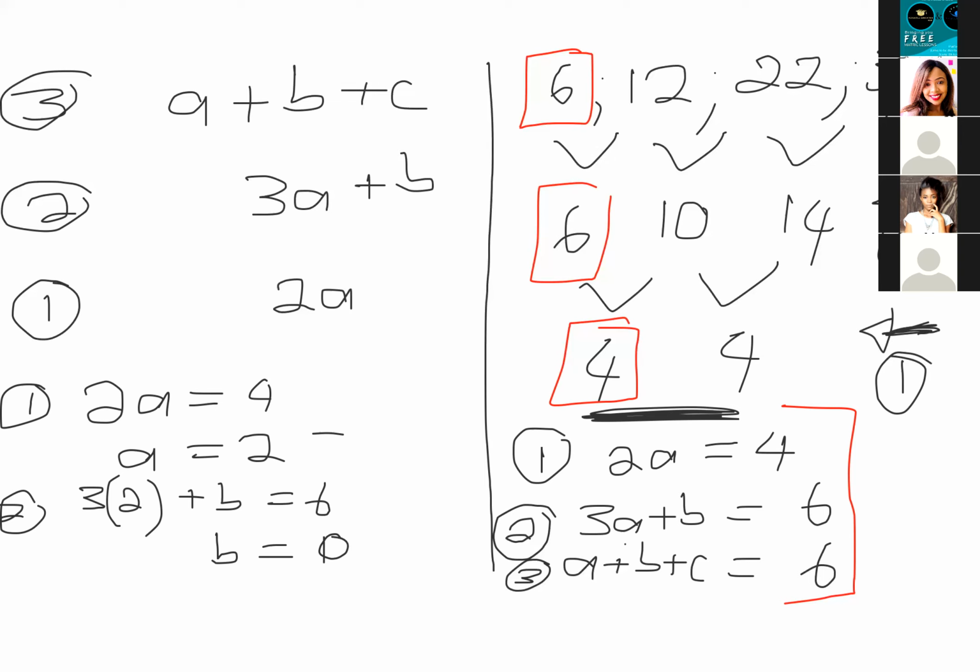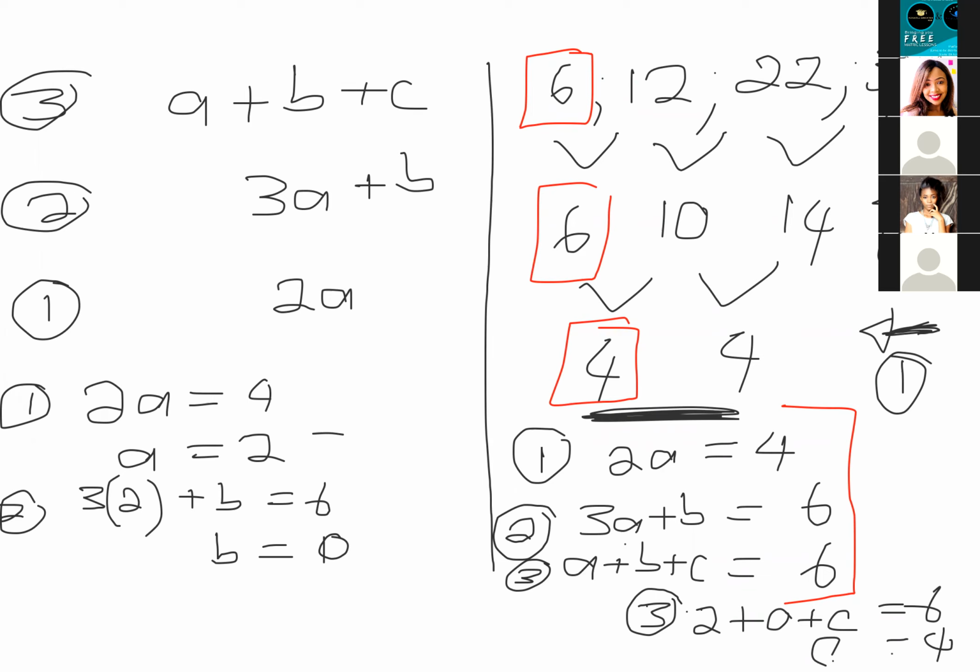Okay. And then my 3, what's 3 going to be? Okay, I'm just going to write 3 here because I'm running out of space. So I have my A, which is 2. My B is going to be plus 0 plus C. So what's my C going to be? 4. C is going to be 4. Perfect.